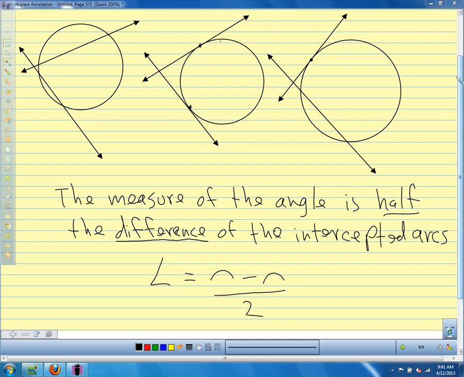And to make sure that our arcs and angles always turn out positive, we want to do the big minus the small. So we always start with the big arc, subtract the small arc, so we end up with a positive number. So our angle equals the arc minus the arc divided by 2. So this would be the big arc, this would be the small arc. Here's the big arc minus the small arc, big arc, small arc.